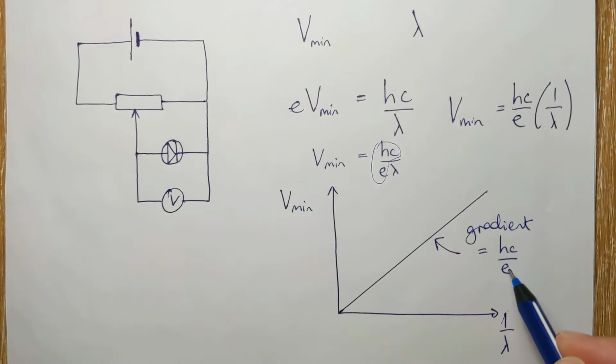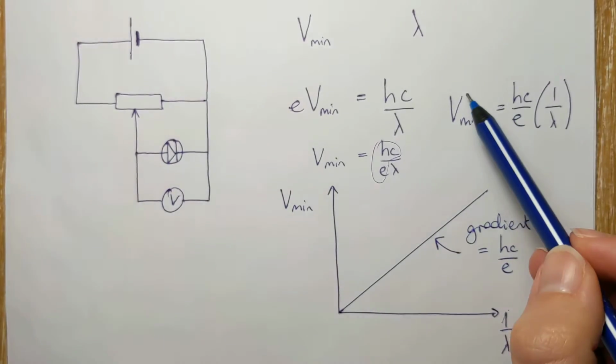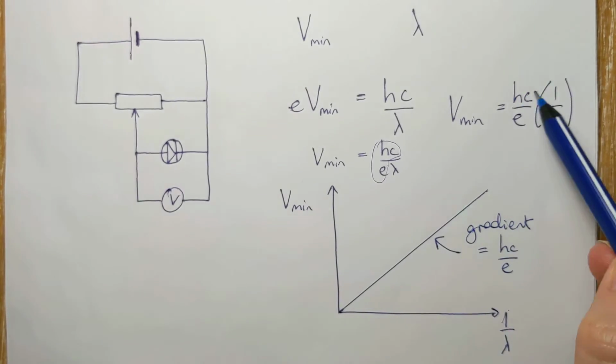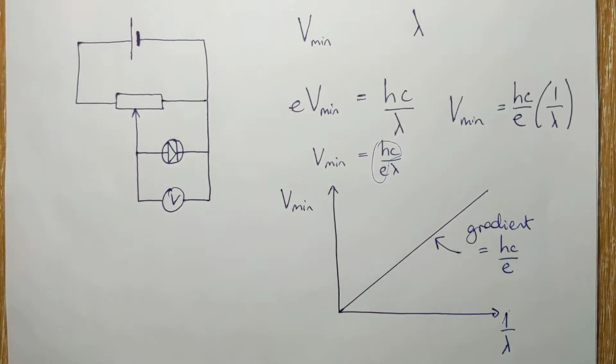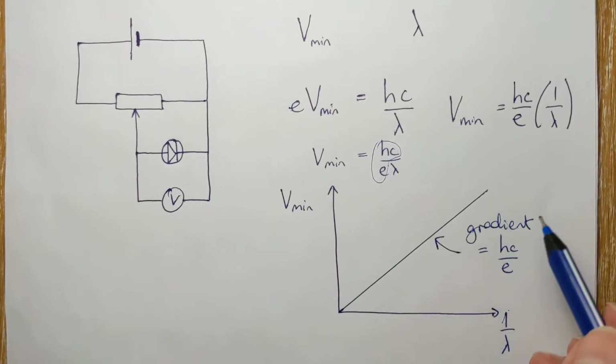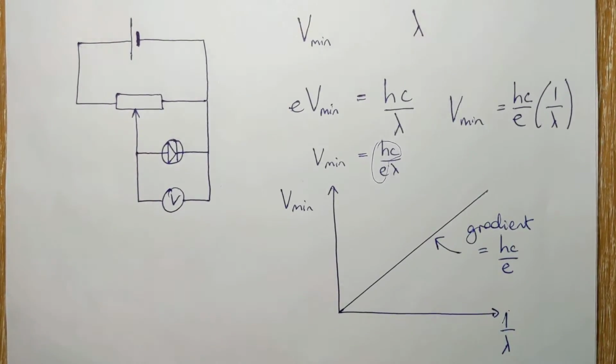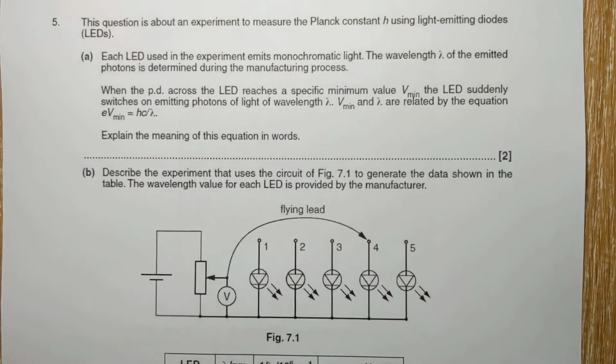And these are all constants. And so we've got y equals mx. Y equals a constant times x. And no y-intercept, which is why it goes through the origin. And so then you can find the gradient, use the value you know for c, use the value you know for e, and get a value for h there. And you can have a go at all of that on this question.